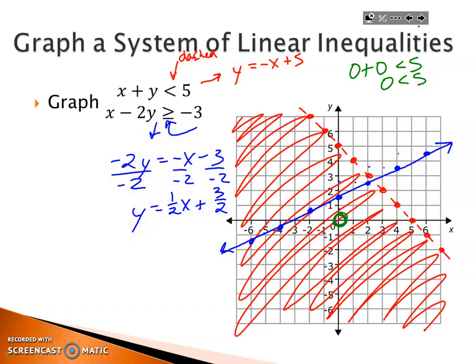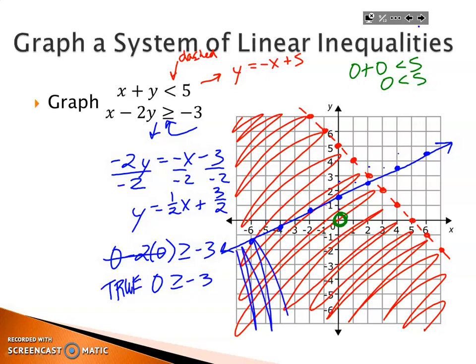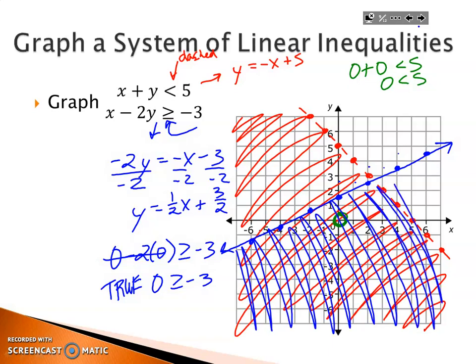Well, 0, 0 is still available. So I could go 0 minus 2 times 0, greater than or equal to negative 3. So I've got 0, because that's all just 0 there, 0 greater than or equal to negative 3. Is 0 greater than or equal to negative 3? Yes, it is. So that's also true. So since that's also true, we're shading with our test point. So I'm shading on the same side as my test point here. So that goes all the way across.